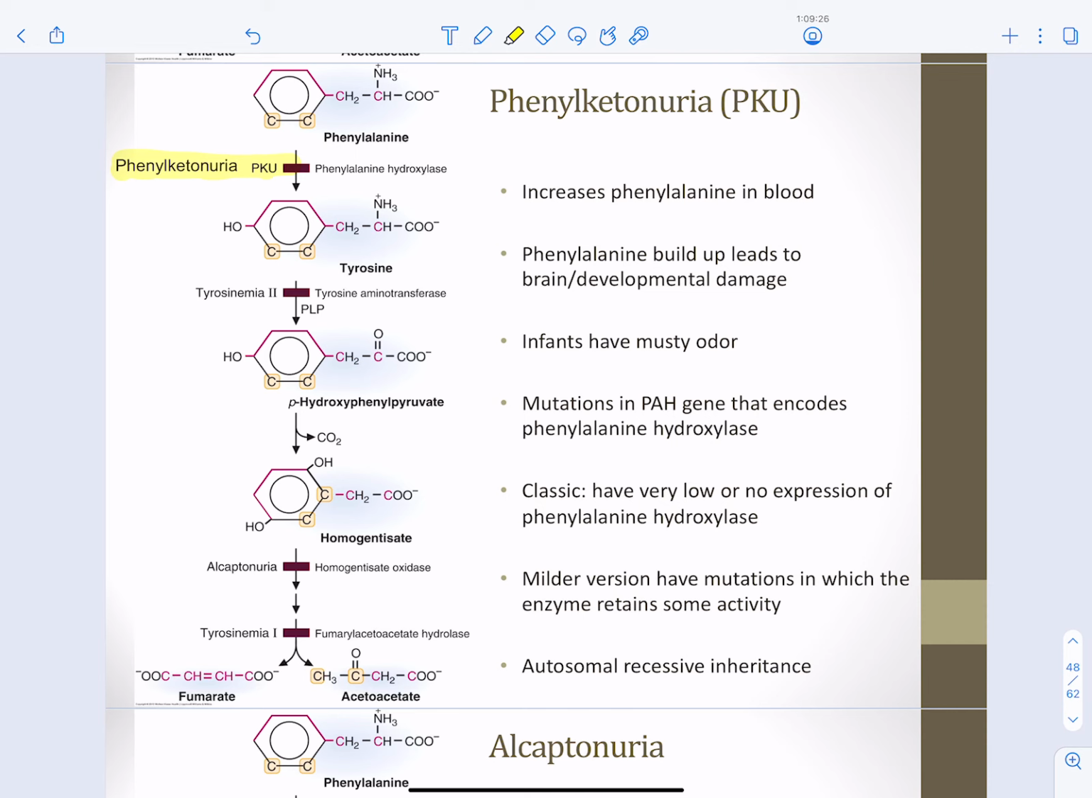If you have classic phenylketonuria, then you're going to have a very severe loss of function of your phenylalanine hydroxylase. If you have a mild version, then you have some function with that hydroxylase, and it is inherited in an autosomal recessive inheritance pattern.